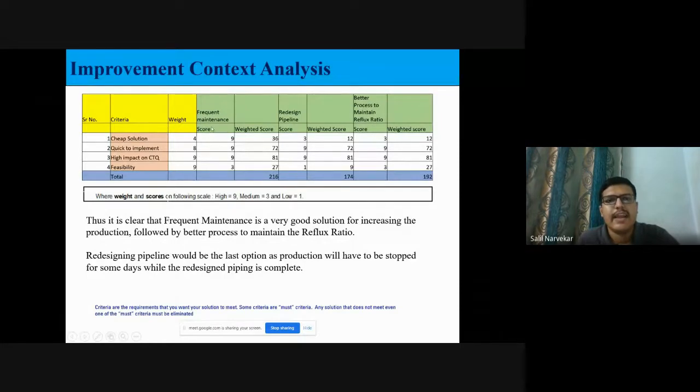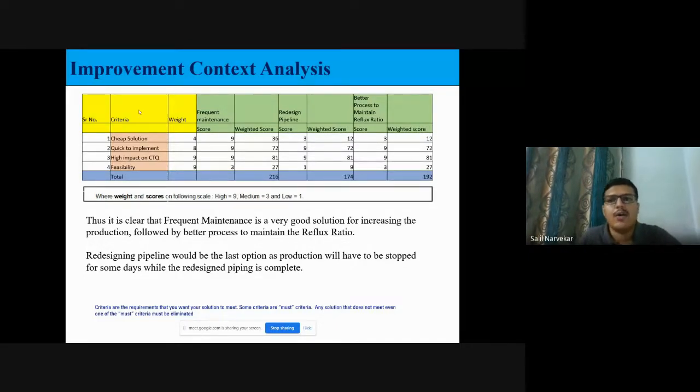Then again, for frequent maintenance, a score was assigned based on how cheap it is to implement, how quick it is to implement, how much of an impact it will have on CTQ, and how feasible it is. Based on that, this matrix was made. And from this matrix, it is clear that frequent maintenance is a very good solution for increasing the production, followed by a better process to maintain the reflux ratio.